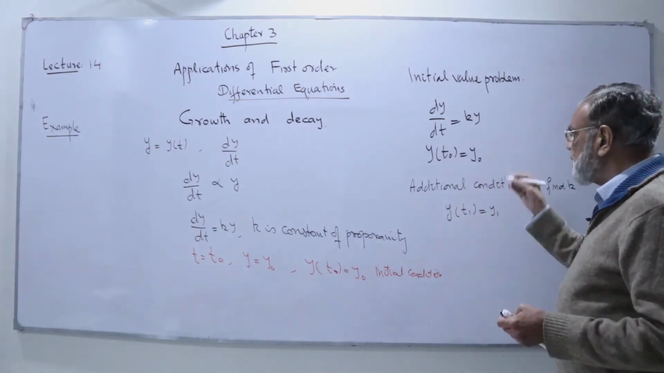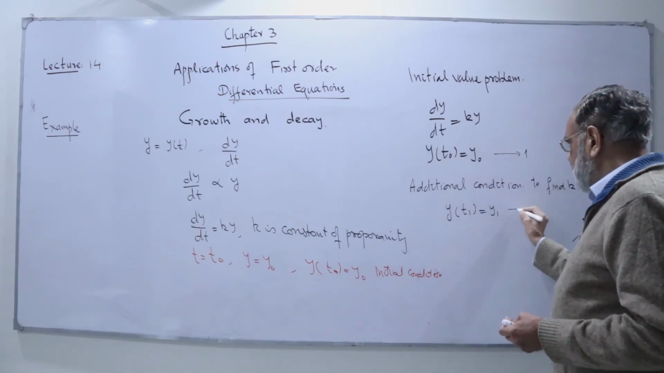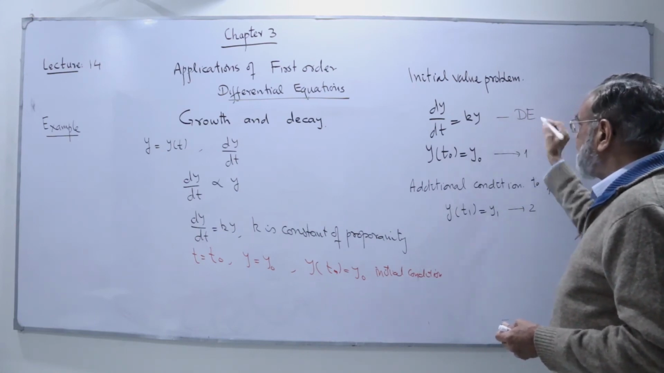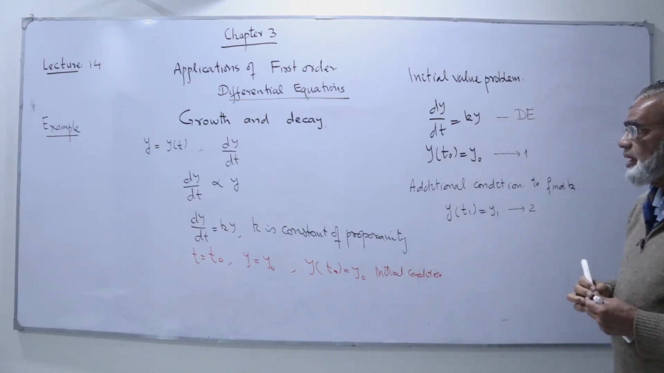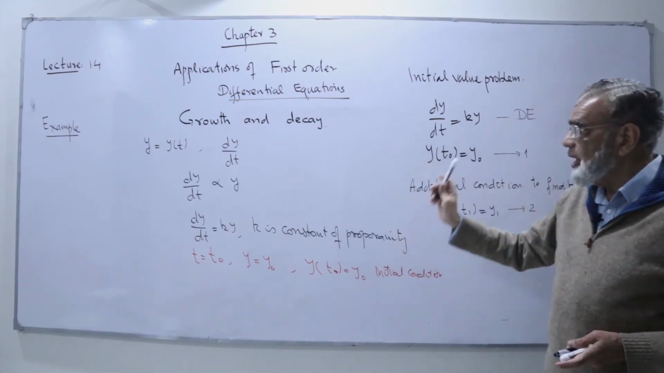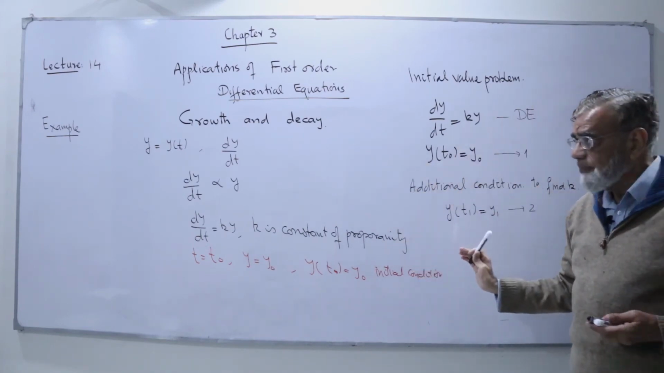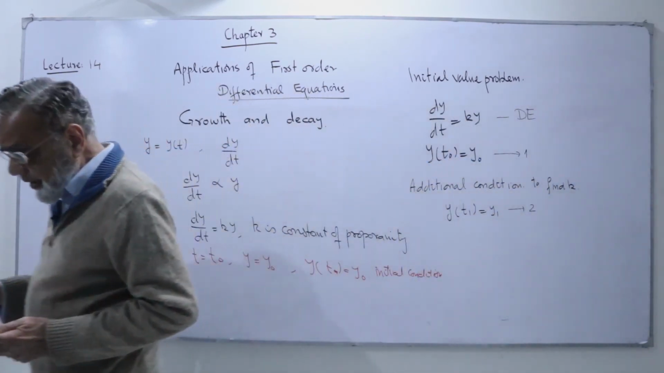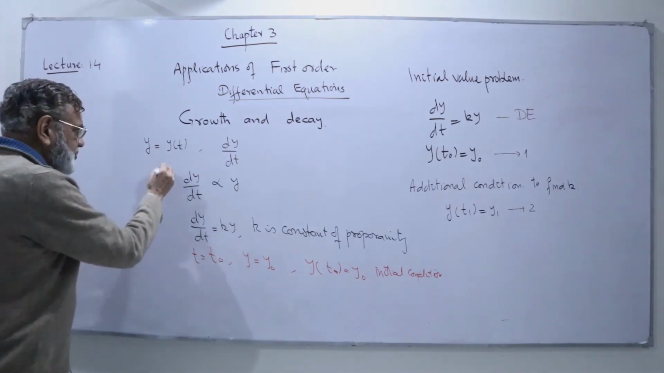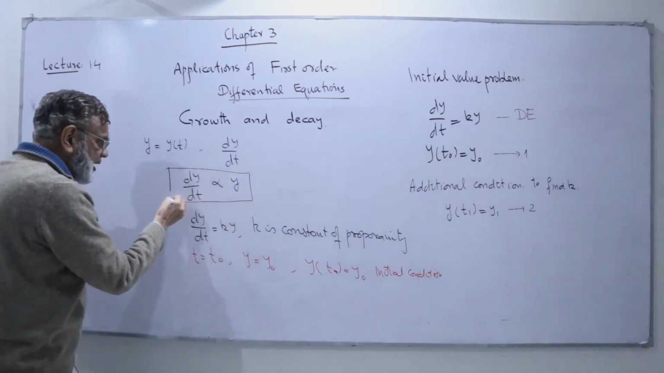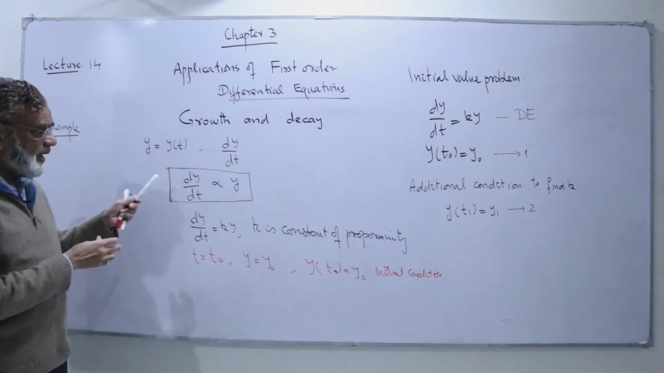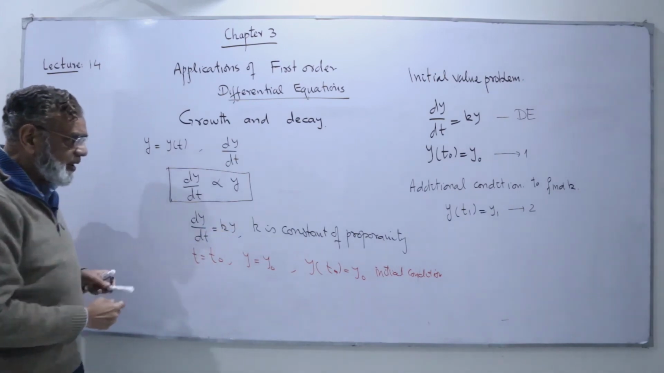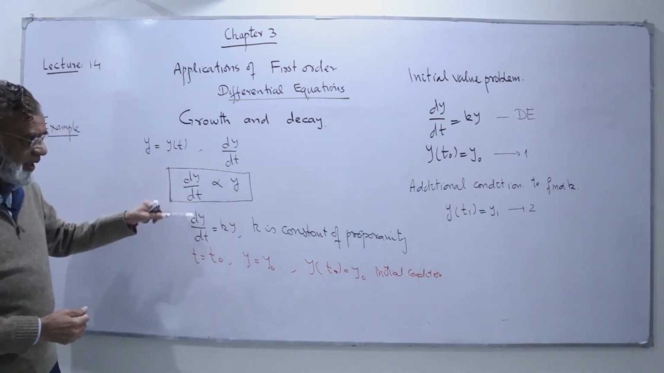Number one, we have the initial condition. Number two, we have the additional condition, and this is my differential equation. So this will make my complete problem for growth and decay. In growth, in general, if it is not defined otherwise, we say that the rate of change of growth is proportional to the growth present at any time, that is y(t). That is, dy/dt is proportional to y. We multiply by k, so that becomes the equation. This was the proportionality, this is the equation.